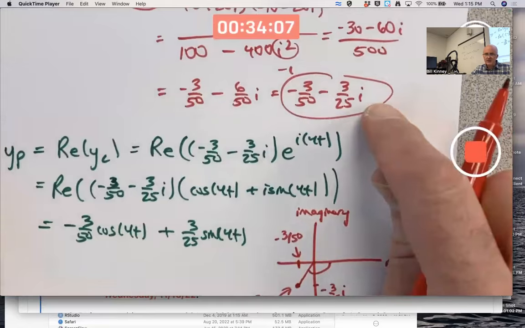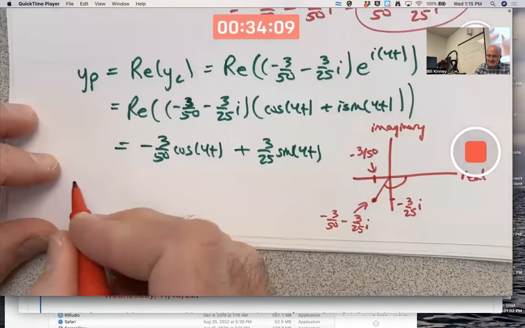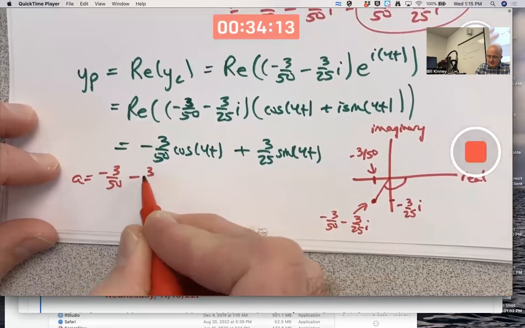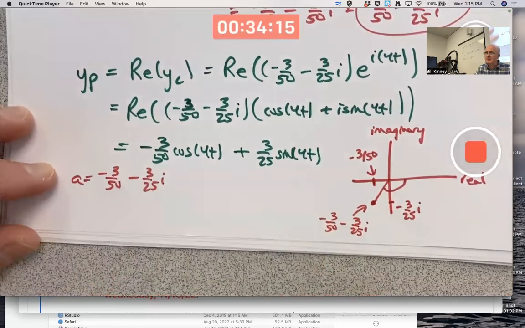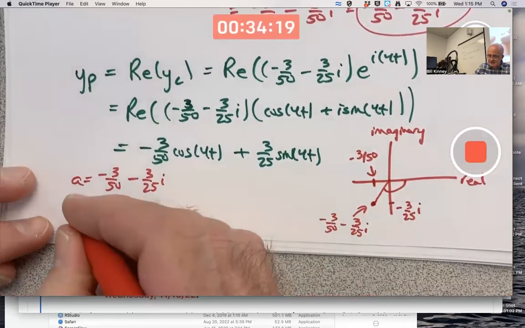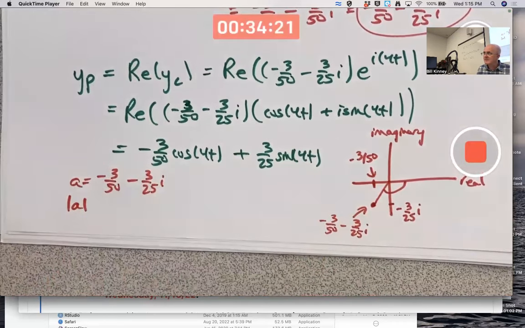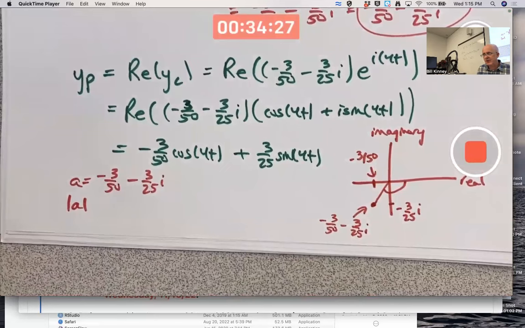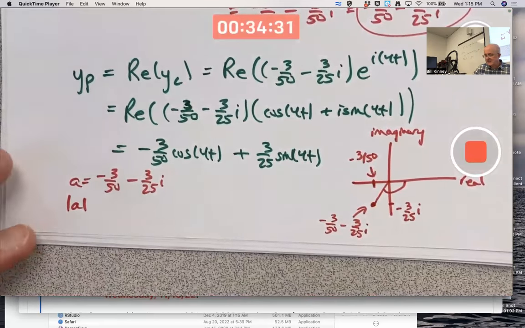I meant this complex number here. A equals negative 3/50 minus 3/25 i. That complex number, what is its distance to the origin? It's denoted by the absolute value of A. It means distance to the origin. Sometimes, instead of calling it an absolute value, people call it a modulus. Don't worry about that. It's just the distance to the origin.